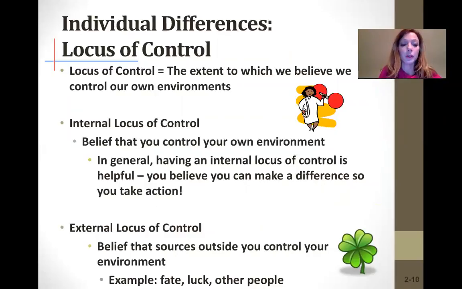Another difference in people in relation to stress is the locus of control. And this is the extent to which we believe we can control our own environment. So some people believe this and some people don't. So the internal locus of control is the belief that you can control your own environment. In general, having that internal locus of control is helpful because you believe you can make a difference. If you believe you can make a difference, then you actually take action to make that difference. However, the opposite of that is external locus of control. This is the belief that sources outside of you control your environment.